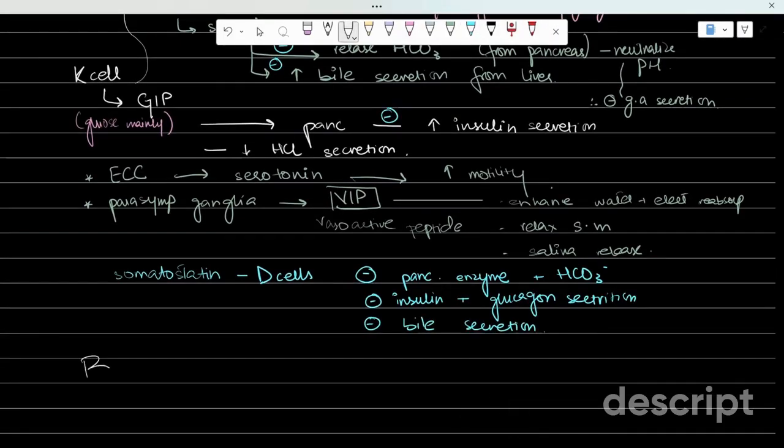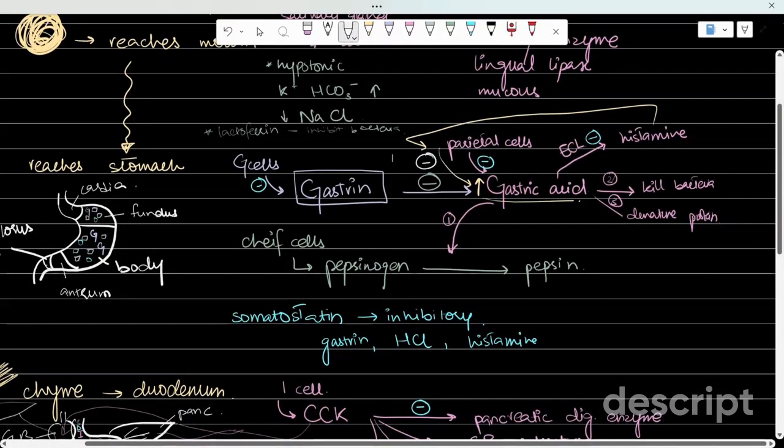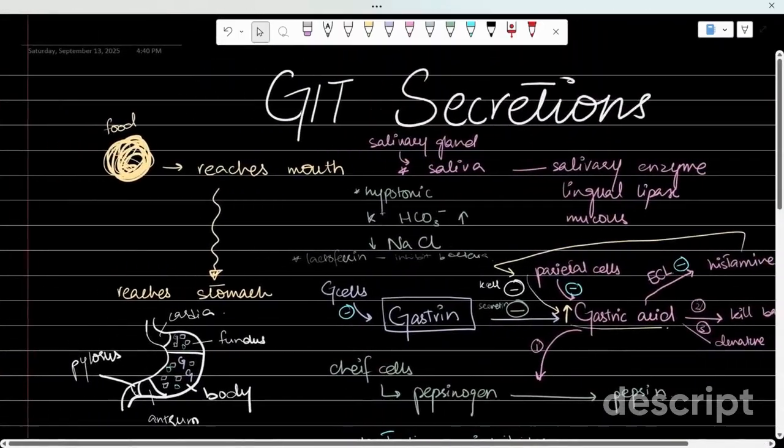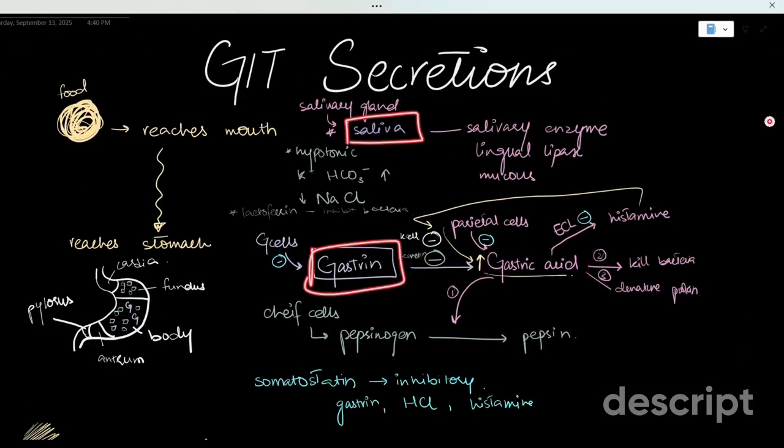So to conclude, the bile control is via CCK and vagal stimulation via acetylcholine. Both of these contract the gallbladder for bile release. So the gastric acid production is inhibited by the K cells as well as secretin. So this was all for GIT secretions.